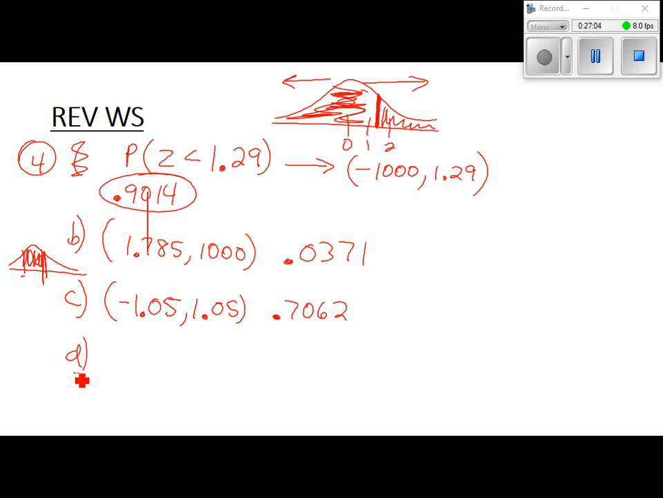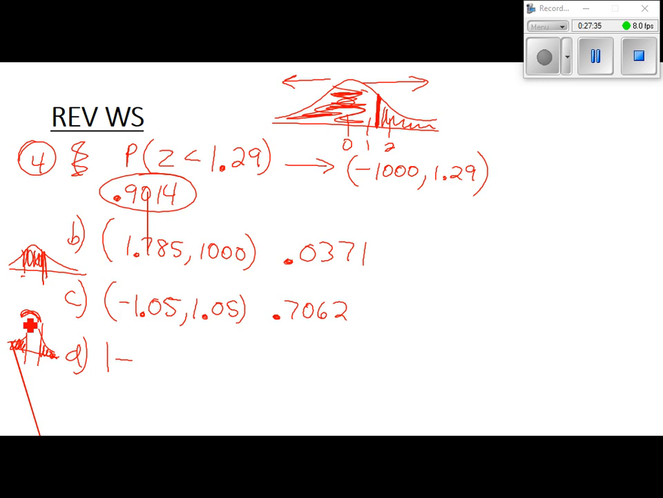Now D, we need to do what you guys said. We could do them separate. Because this time, if we look at our little curve, we're looking at stuff out this way, stuff out this way, and we want to put them together. The other thing you could do is 1 minus what's in between them, and just subtract it from 1. That's up to you guys. I don't care how we do it.